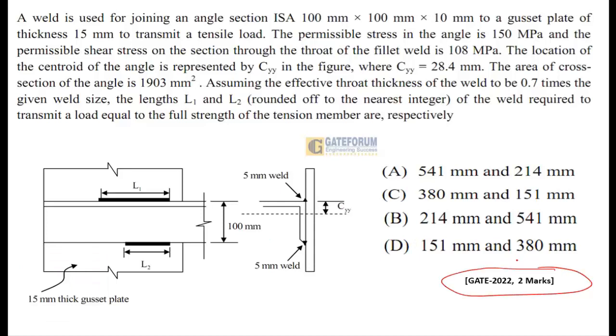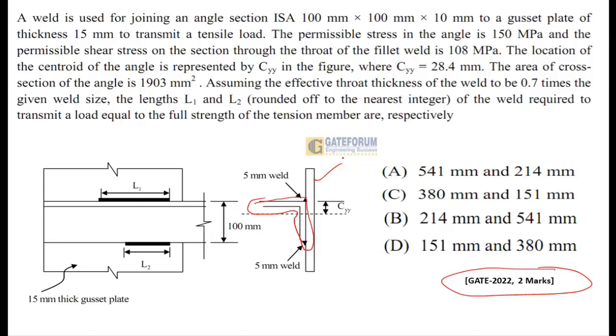The question is here: a weld is used for joining an angle section, ISA, you can see in the figure, ISA 100 by 100 by 10 mm thick, to a gusset plate. So there is a plate here for the gusset plate, of thickness 15 mm, to transmit a tensile load.